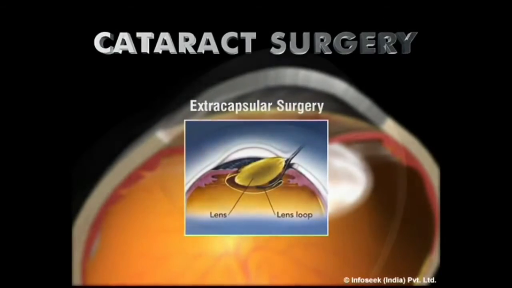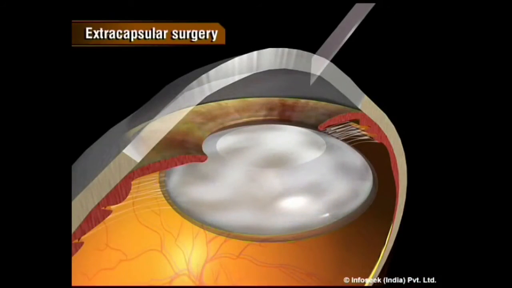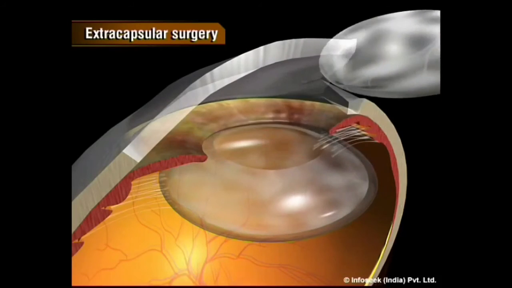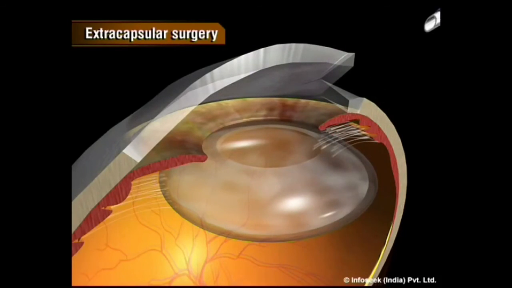Extracapsular surgery. After making a long incision on the side of the cornea, the cloudy core of the lens is removed in one piece. The rest of the lens is removed by suction.